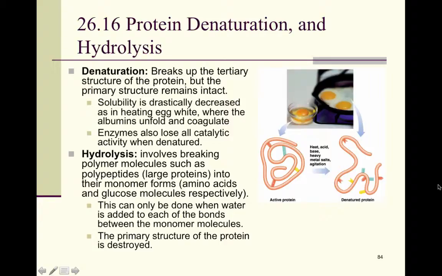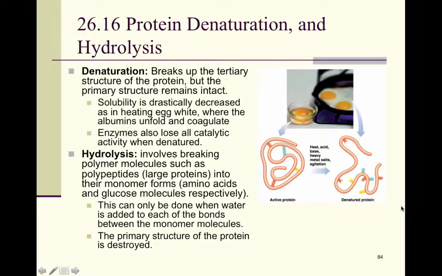Protein denaturization and hydrolysis. Denaturing breaks up the tertiary structure but keeps the primary structure intact. So for food, for example, with an egg, we can see that before it was cooked, we have examples of tertiary structure and it's broken up. It still retains the protein value that we need, the nutritional value, without the tertiary feature because we still have the primary there. Now, what happens though, if an enzyme is denatured, it loses all catalytic activity.